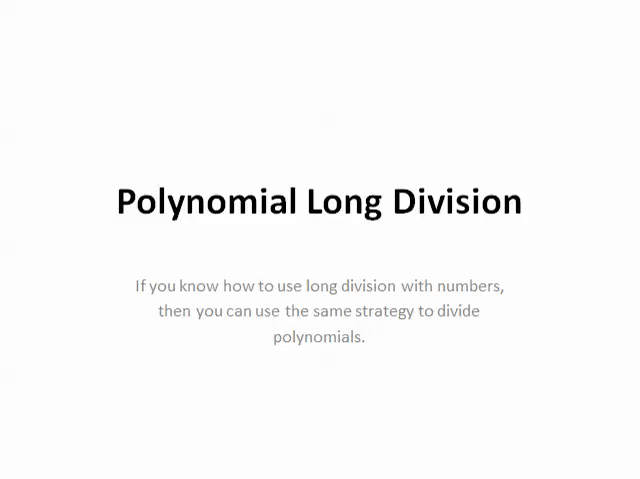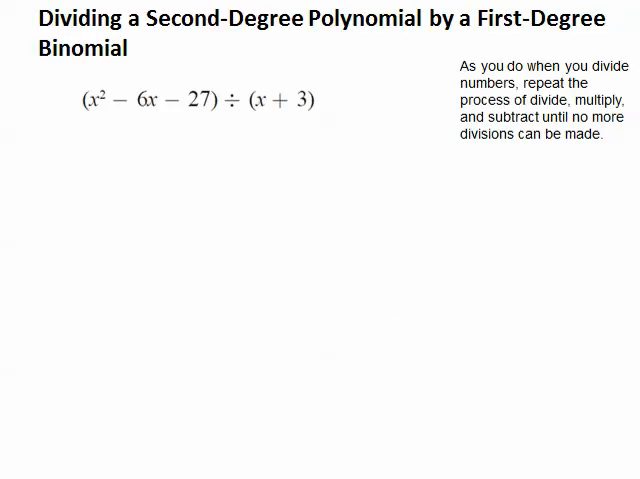So let's look at what we're doing with polynomial long division. Polynomial long division is actually the same as the long division you learned in third grade. You're going to divide a bigger number by a smaller number, or in this case, a second degree polynomial by a first degree polynomial. You just do the same process: you figure out how many times to multiply, multiply it, subtract it, bring down the next value, and repeat.